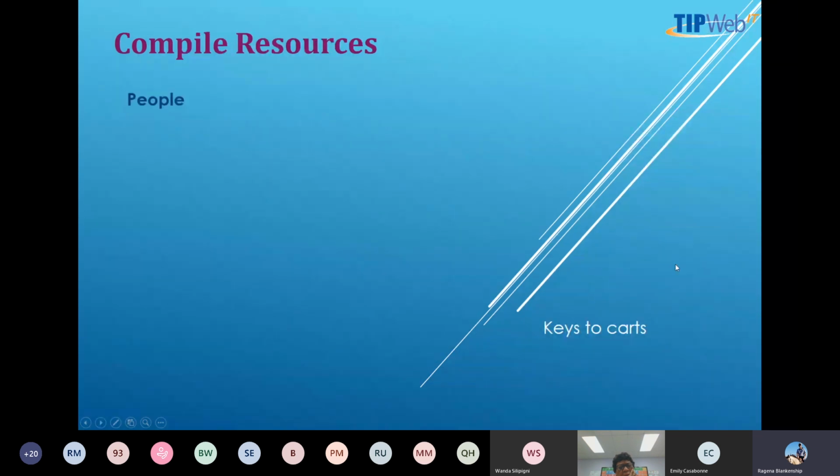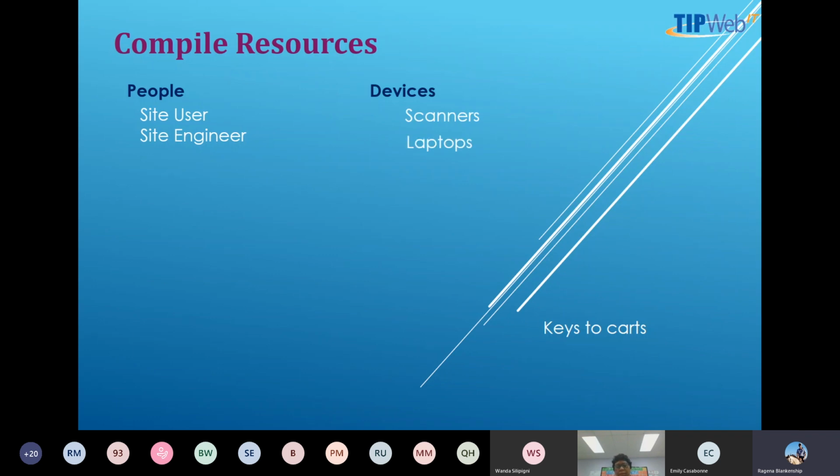Here we go. So we're going to start to compile our resources. So who do we have? We have people. So we have the person at the site that is kind of that audit management person at the site. And those are you guys that are on this meeting right now. Then we have the site engineer. And we said, hey, you can ask the site engineer to help you out. So what kind of devices do you have as resources? We need scanners. We need laptops. We might even need to have the mobile app on our phones to help us in some situations.